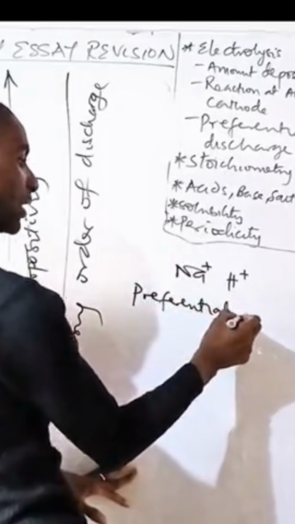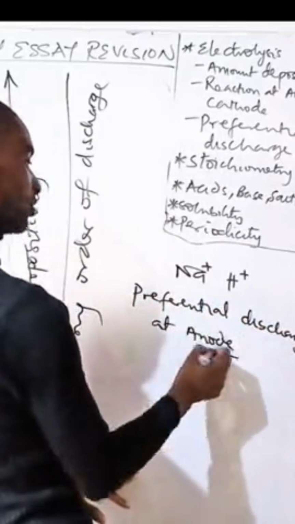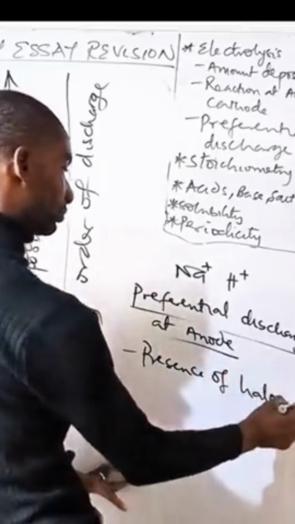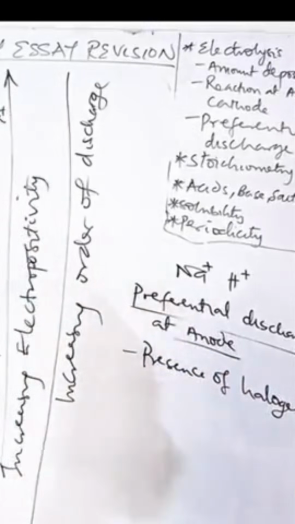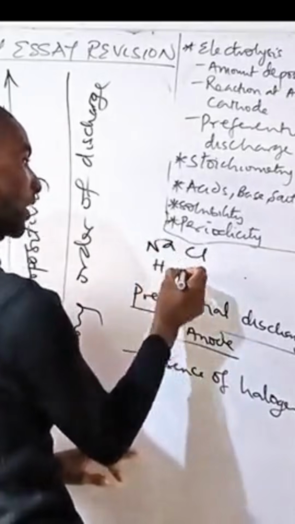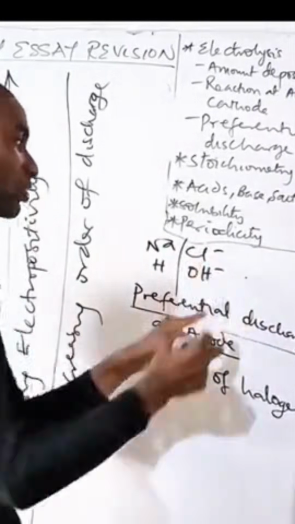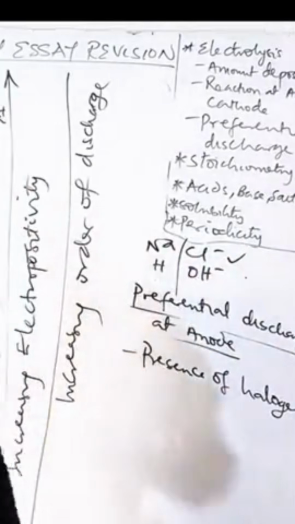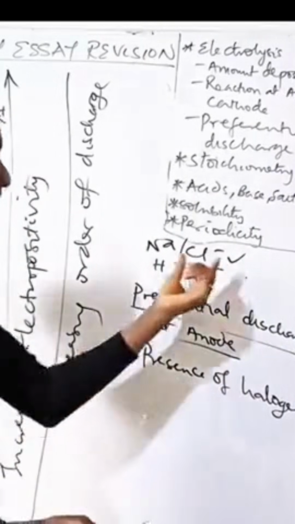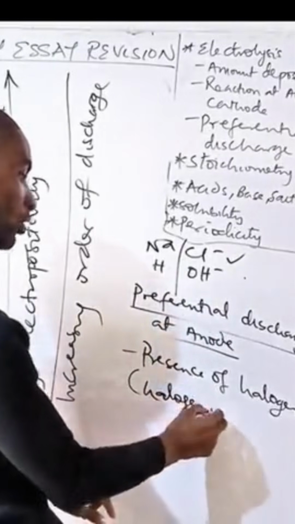Preferential discharge at anode. How do you determine? The first thing you look out for is the presence of halogen. So is there a halogen in the options? You remember we did sodium chloride and water. So at this point, we have OH minus and chlorine. Is there a halogen here? Yes, chlorine is there. Halogens are group 7 elements. So when there is a halogen in the options, it is that halogen that will be discharged. So here, chlorine will be discharged.